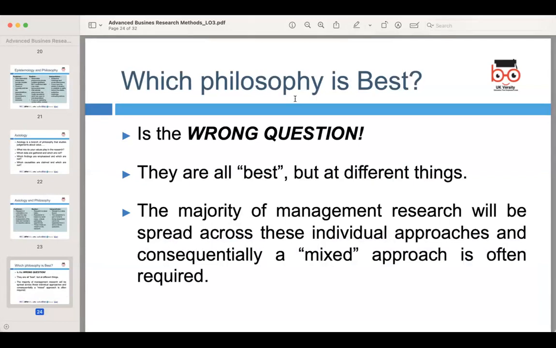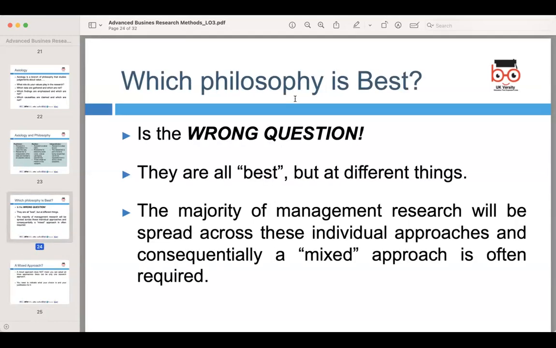Which philosophy is best is the wrong question. They're all the best, but at different things. The majority of management research will be spread across these individual approaches, and consequently, a mixed approach is often required. There are several management philosophies, such as scientific management, human relations, systems theory, contingency theory, and many more. Each philosophy has its own strengths and weaknesses, and they are designed to address different aspects of managing organizations.